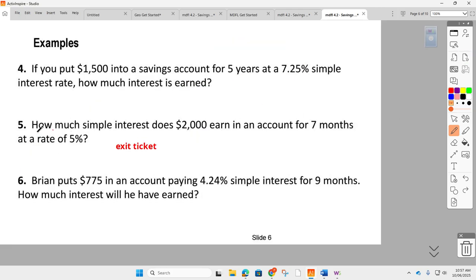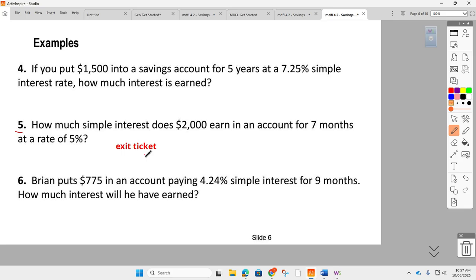This is going to be your next exit ticket. If you're going to circle that, make a note of that. If you put $1,500 in a savings account for 5 years at a 7.25% simple interest rate, how much interest is earned? This looks very much like the one we just did, but I'll tell you the mistake that kids make. We talked about the rate being in decimal form. Kids see a decimal in that percent and they think it's already in decimal form, right? It's not in decimal form. We always have to divide that number by 100.